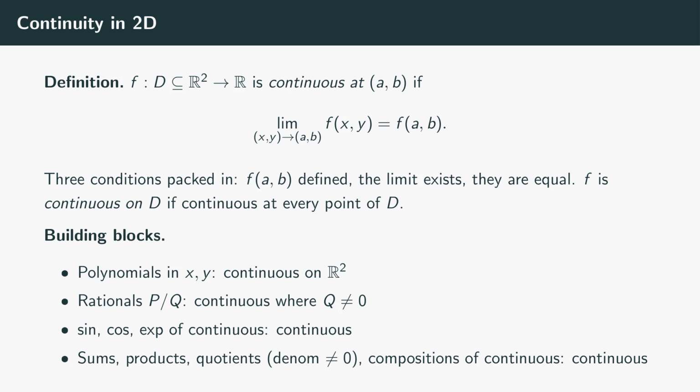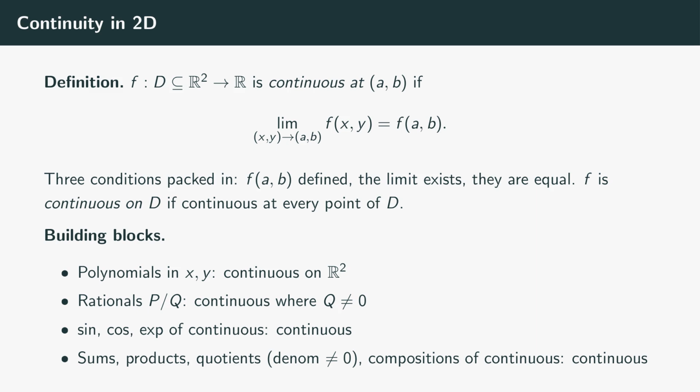F is continuous on a region D if it's continuous at every point of D. Most of the time, continuity is easy in the same way it was in single variable calculus. The building block functions are continuous, and continuity is preserved under sums, products, quotients with non-zero denominator, and compositions. Specifically, every polynomial in x and y is continuous on the entire plane. Every rational function, p(x, y) over q(x, y), is continuous wherever the denominator doesn't vanish.